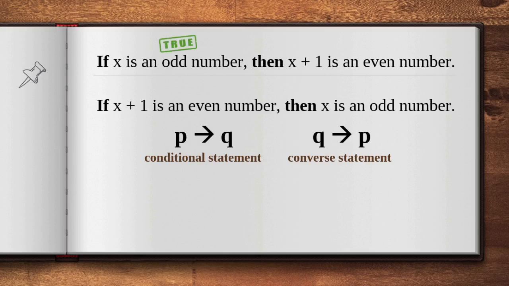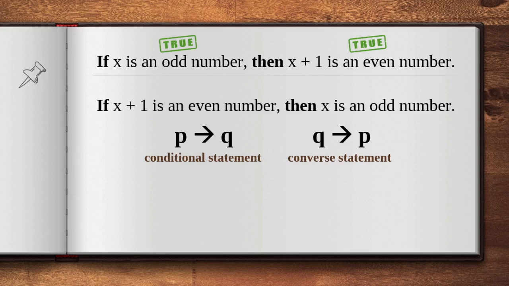our hypothesis is true and our conclusion is also true. For example, x is 5. 5 is an odd number, right? So 5 plus 1 is 6. 6 is an even number. So this statement is true.